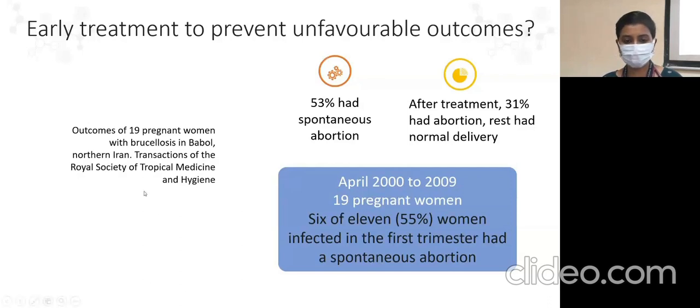There is a study in the literature that measured the outcome of pregnant women with brucellosis. Out of them, 53% had spontaneous abortion in the first trimester. After that, they were started on treatment for brucellosis and given treatment for 6 weeks. After the planned pregnancy, 31% had abortion and the rest had normal delivery. And 55% infected in the first trimester had spontaneous abortion. So our patient has first trimester brucellosis and is more at risk of spontaneous abortion. However, this shows that patients who are treated early for brucellosis can have prevention of spontaneous abortion. Only 31% had an abortion after treatment.